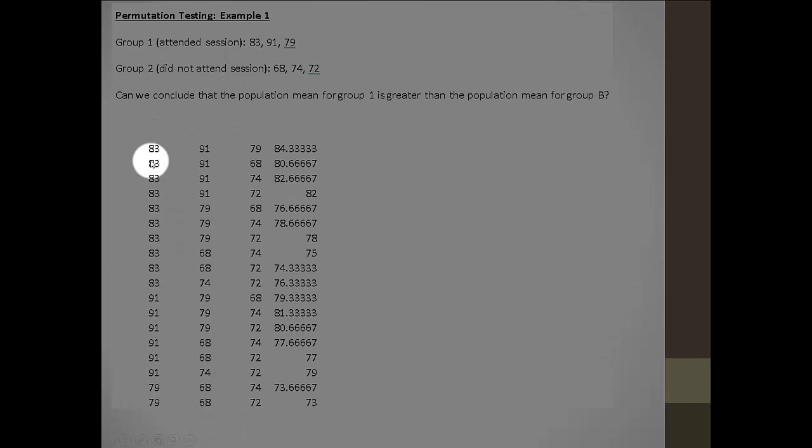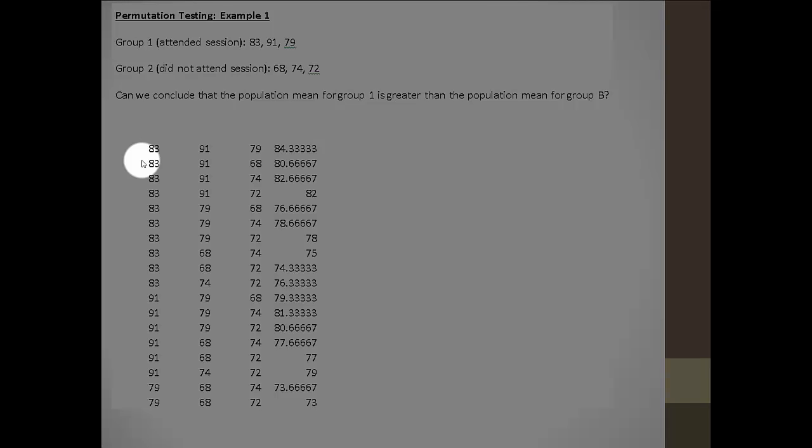In this bottom section, the first column, 83, 91, 79, are just the numbers that we obtained in our sample for group 1. The other 19 are the other possible combinations. There are 20 of them. I don't know if you remember from previous coursework, 6 choose 3, that's going to be 20. So we have 20 possible arrangements that you could have for group 1.